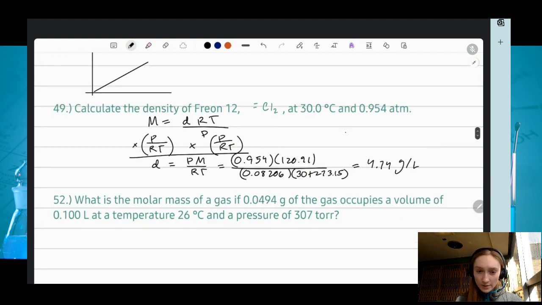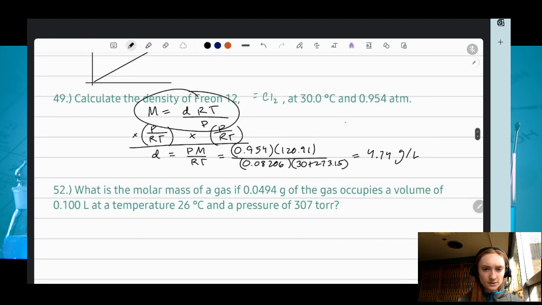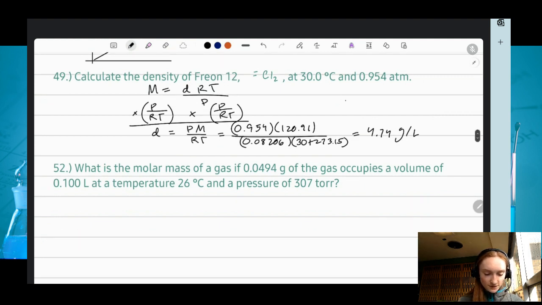So that is the shortcut method. You can always use PV equals nRT and find the mass and then divide it by the volume, or use the mass that it gives you. Or convert the amount of moles that you get into grams and then divide it by the liters. You can always do that, but this is the easier method of using this equation. It's a shortcut. So let's move on to question 52.